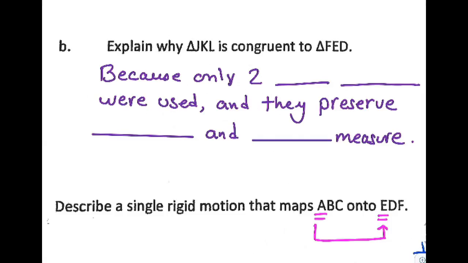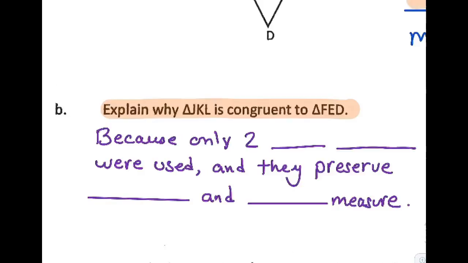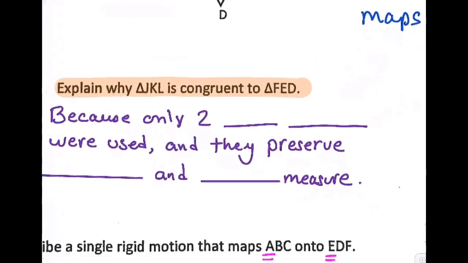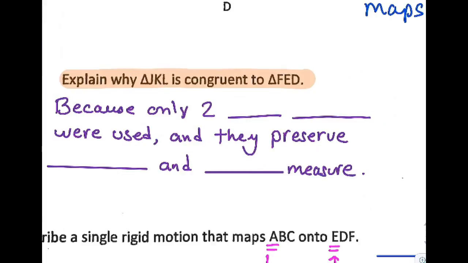And here's where we practice our fancy lingo here. Explain why the original is congruent to the image for the last problem that we just talked about. Because only two rigid motions were used, and they preserve what and what measure. These are the two key words. I don't want you to say size and shape. I want you to say what and what.